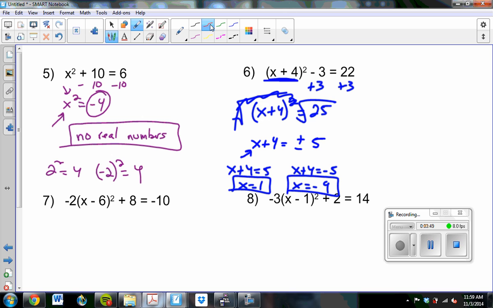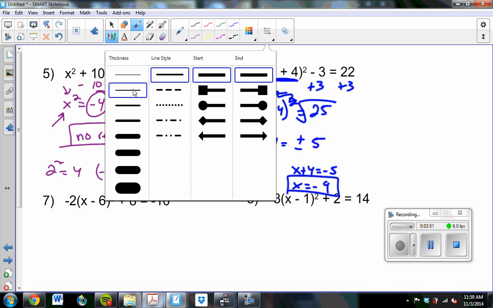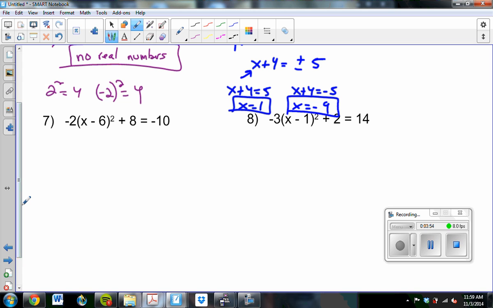Okay, 7, we can handle pretty much anything. Start by subtracting the 8. Negative 2 times x minus 6 squared equals negative 18. Divide everything by negative 2, and x minus 6 squared equals 9.